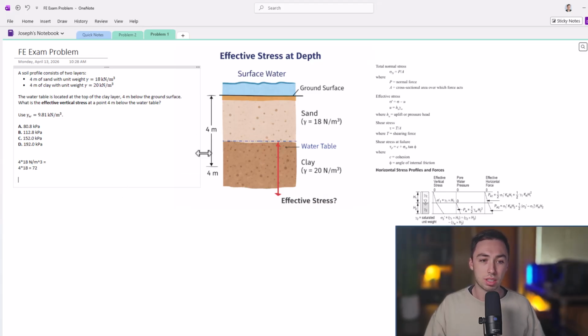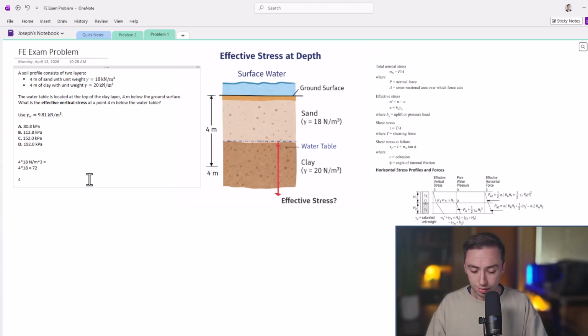Now, when it comes to this layer that is beneath the water table, we can't just take 20 and multiply it by 4 and add it together. We have this uplift pressure caused by the water, and the unit weight of 9.81 kilonewtons per meter cubed is going to come into play. So first, here's the by the book way.